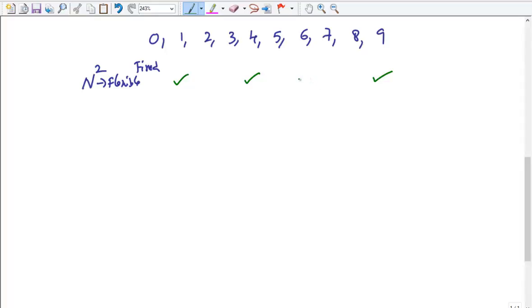What about 4 square? 4 square is going to end with 6. 5 square is going to end with 5. 6 square is going to end with 6. 7 square is going to end with 9. 8 square is going to end with 4. 9 square is going to end with 1. 10 square is going to end with 0. We have got more.